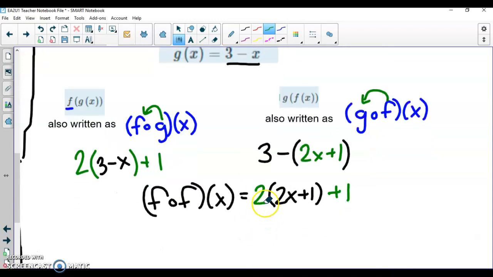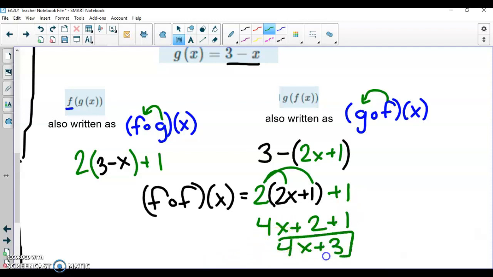I'll multiply this one all out. So 2 times 2x is 4x. 2 times 1 is 2. I have this plus 1. I'm going to go ahead and simplify. And I have 4x plus 3. We have now composed the function f with f.